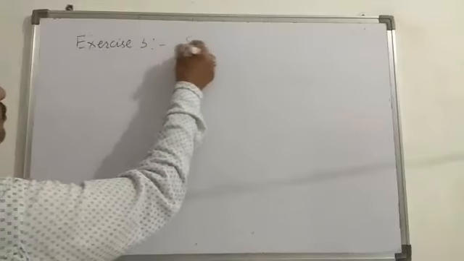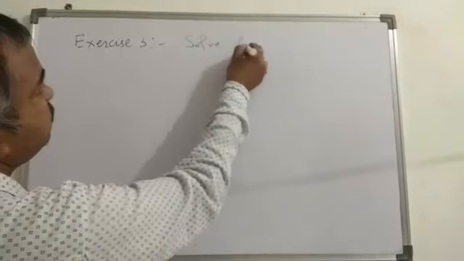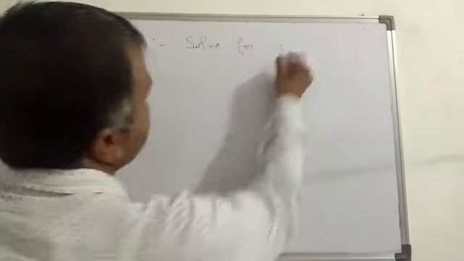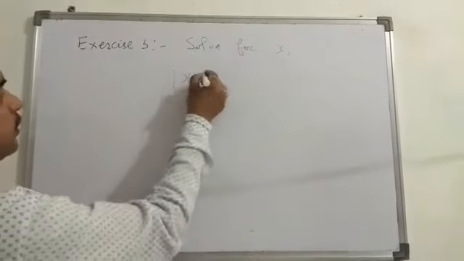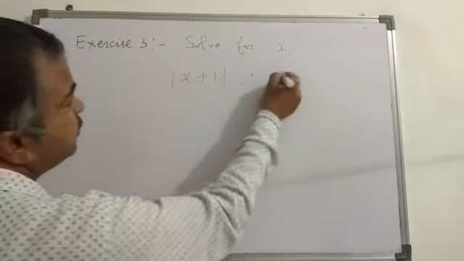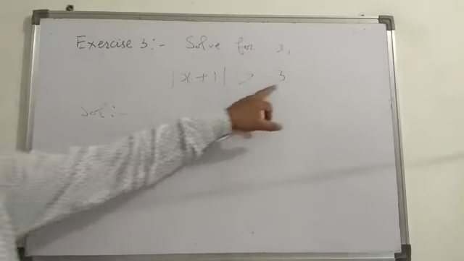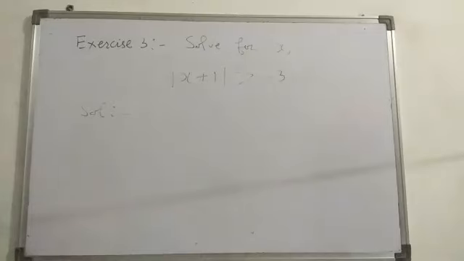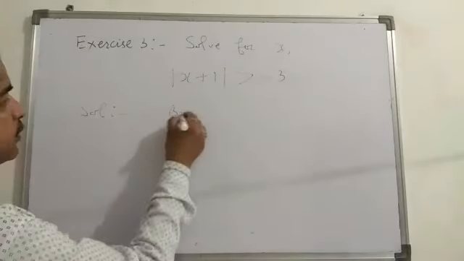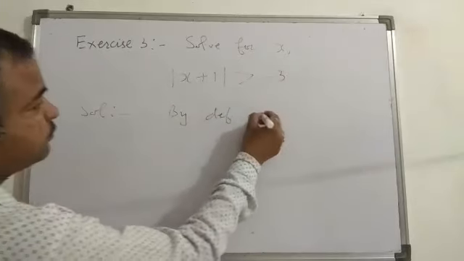Next, exercise 3. Solve for x. Absolute value of x plus 1 is greater than minus 3. So by definition, the absolute value of x plus 1 is always greater than or equal to 0.